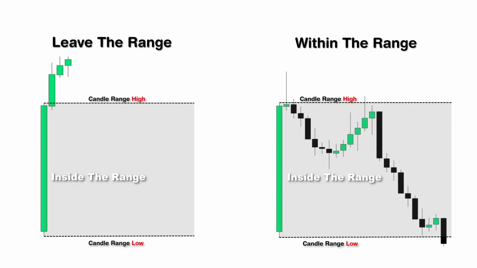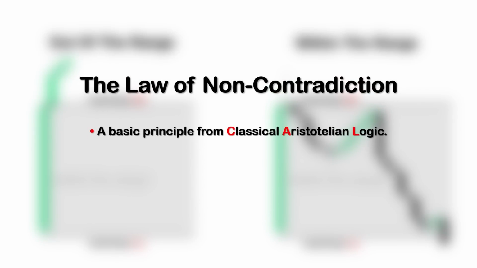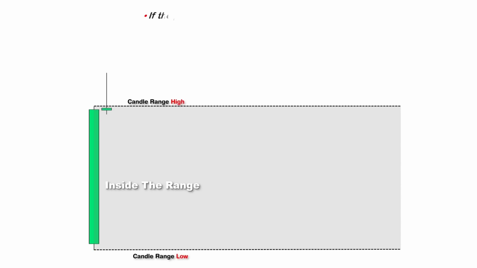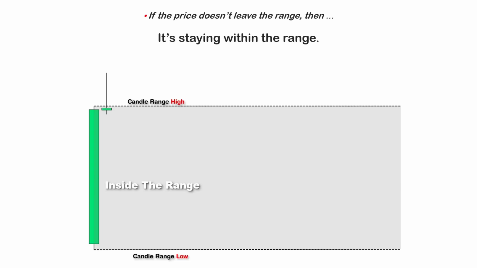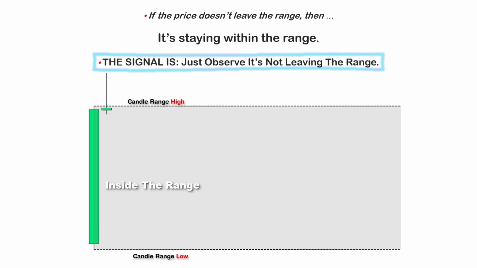Now, in each example, we're faced with two possible outcomes. The price will either leave the range or it will stay inside and trade within the range. And at first glance, it might seem unpredictable, like we're just guessing which scenario will happen. But here's the twist. Let's bring in something unexpected: the law of non-contradiction, a basic principle from classical Aristotelian logic. It says something can't be both true and false at the same time. So, in trading terms, if the price doesn't leave the range, then by law, it's staying within the range. And when that happens, the candle range trade setup is forming. Plain and simple.